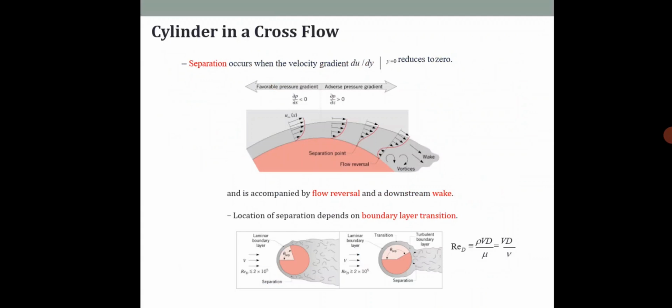For this cylinder in the cross flow, separation occurs when the velocity gradient ∂U/∂Y reduces to 0 along the Y direction. Please see the diagram. You can see the separation point and also the flow reversal. The location of separation depends on the boundary layer transition. After the separation, it will be accompanied by flow reversal and a downstream wake.